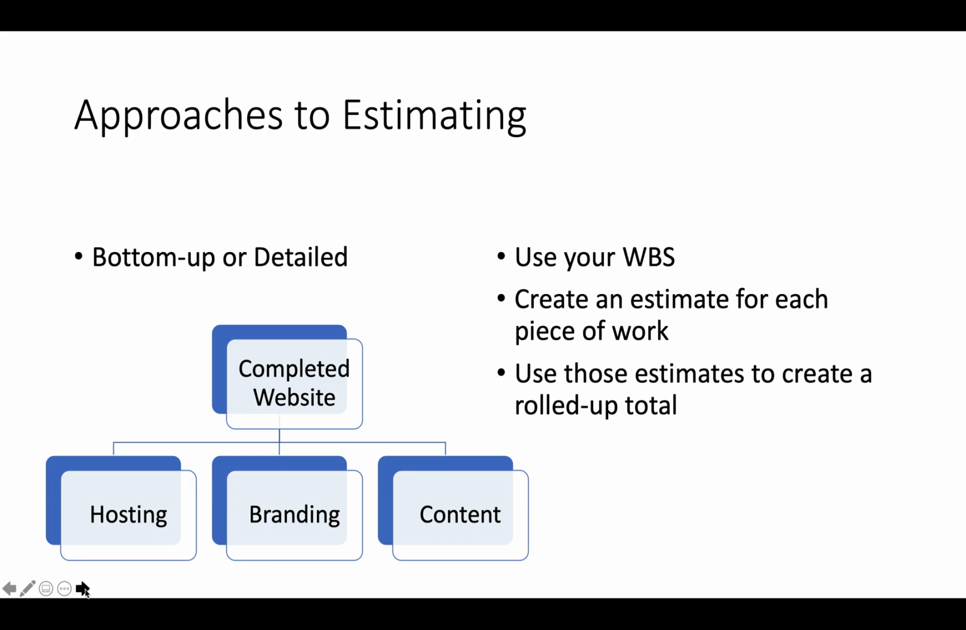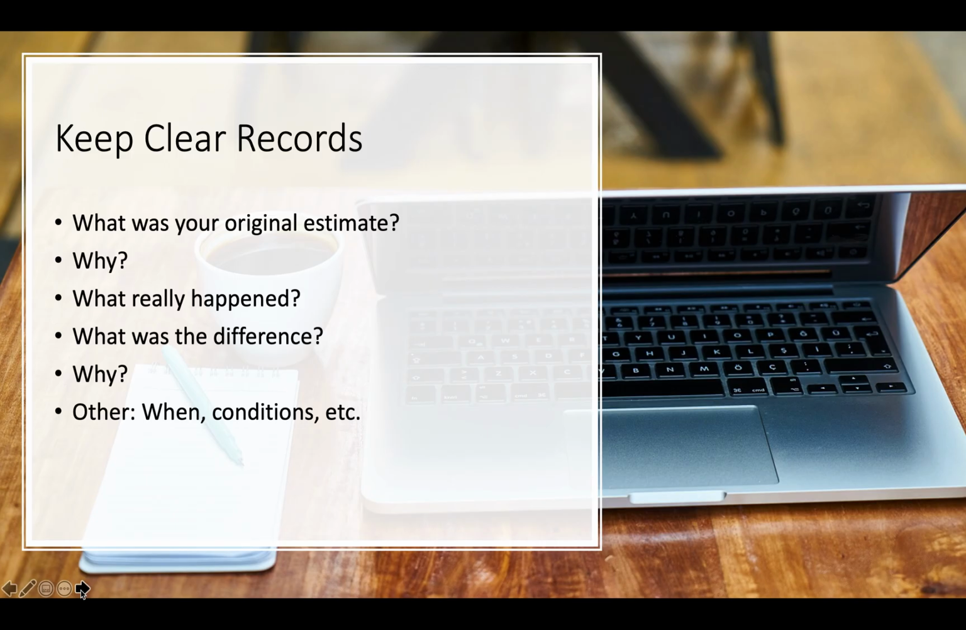And what it is really about is finding the way to get the most accurate estimate, including the right people, and doing the absolute best you can, and keep clear records. This way, you're setting yourself up to be successful next time, right? So come up with, what was your original estimate? Why? What really happened? What was the difference? Why? And note other things, conditions, assumptions. And in this way, you are supporting yourself so that you can be the best possible estimator.